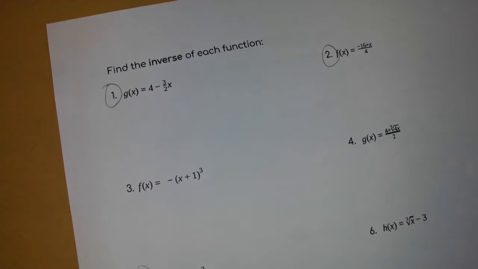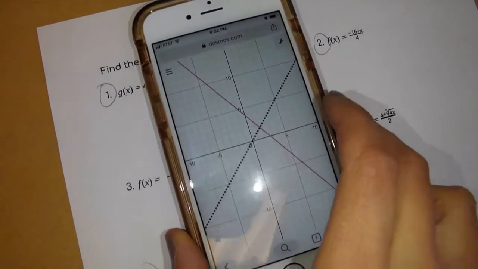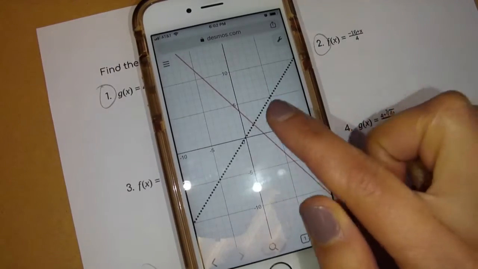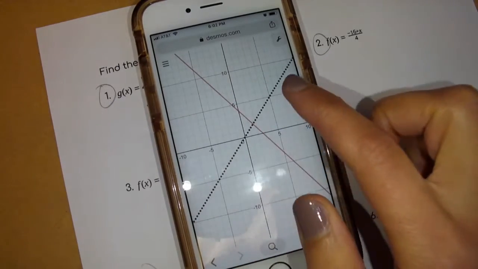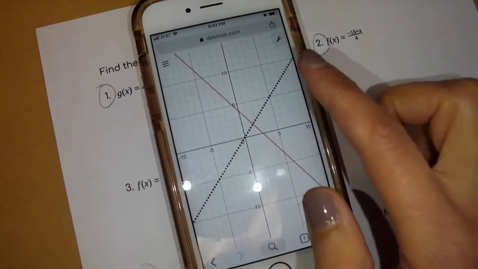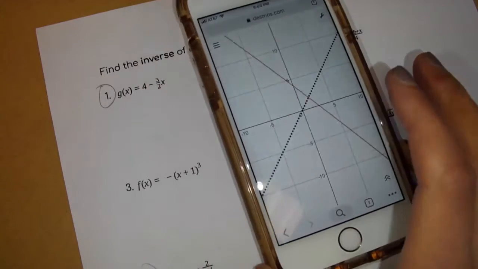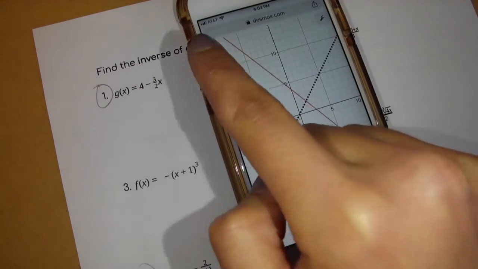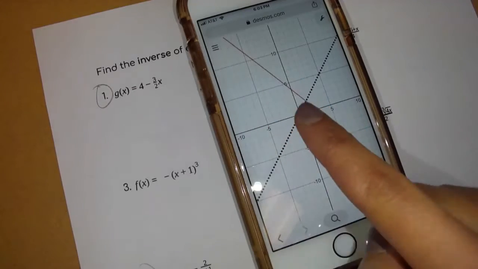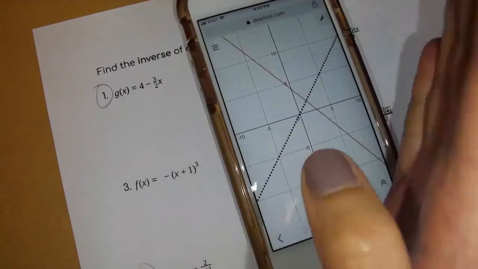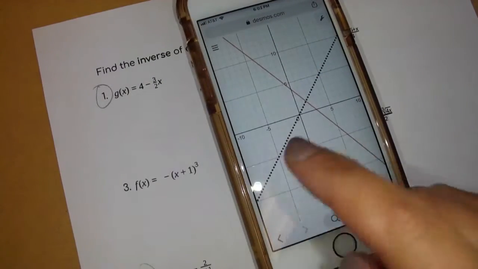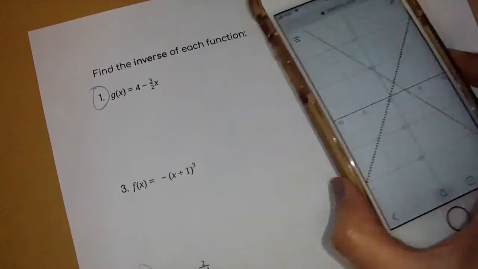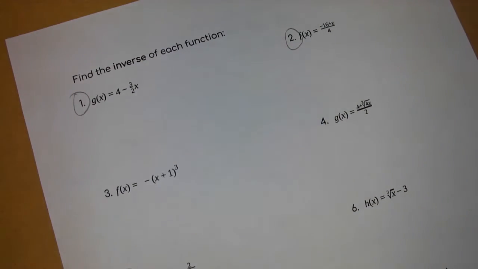Here we're going to take a look at the inverse of each function. The inverse means that we're looking for the reflection over our x equals y axis. This dashed line is our x equals y, and right now, if we look at number 1, this is the function 4 minus 3 over 2x. So I'm looking for the reflection over this axis, and to do that, we swap out the x and y.